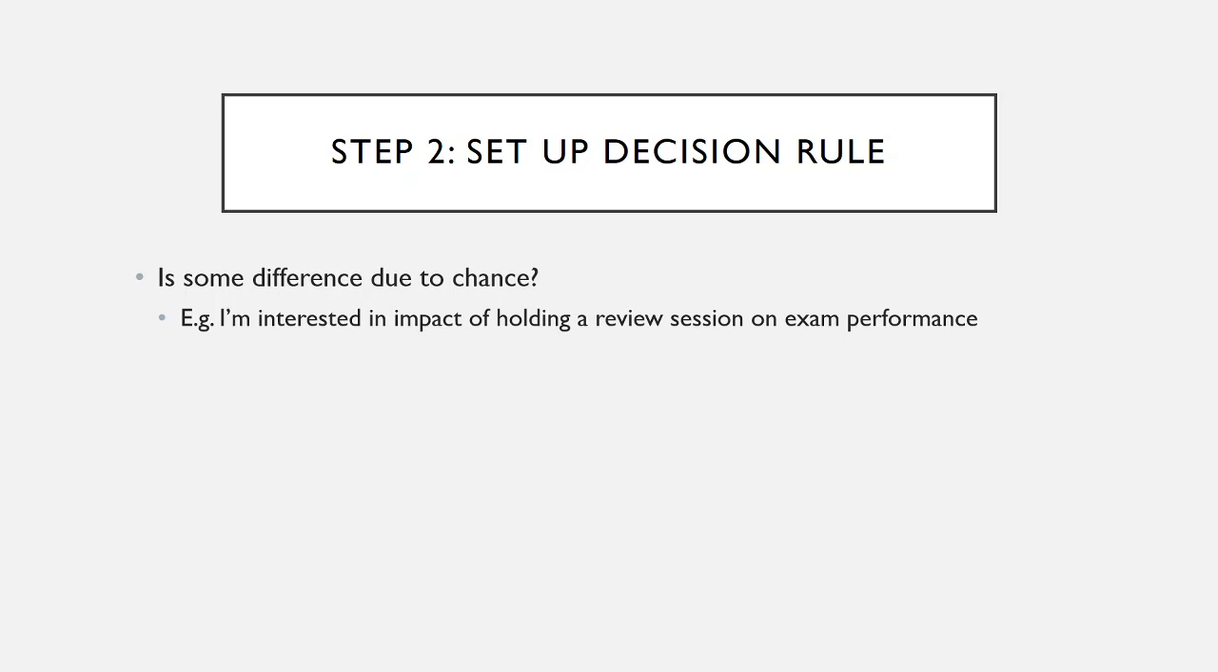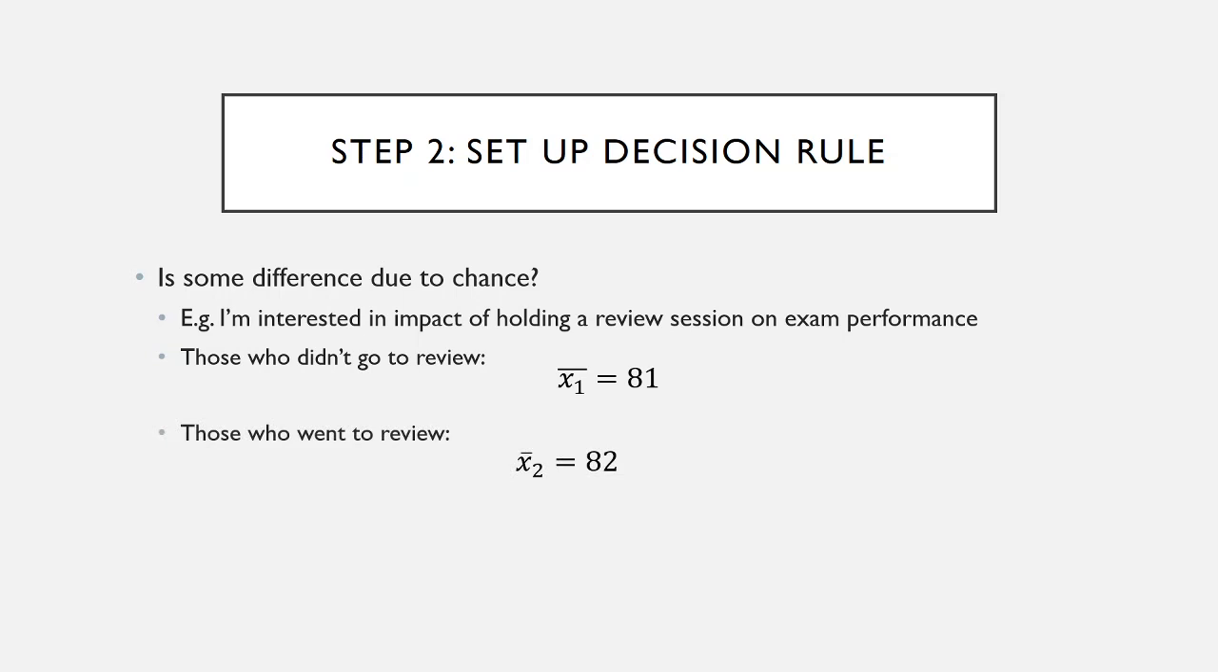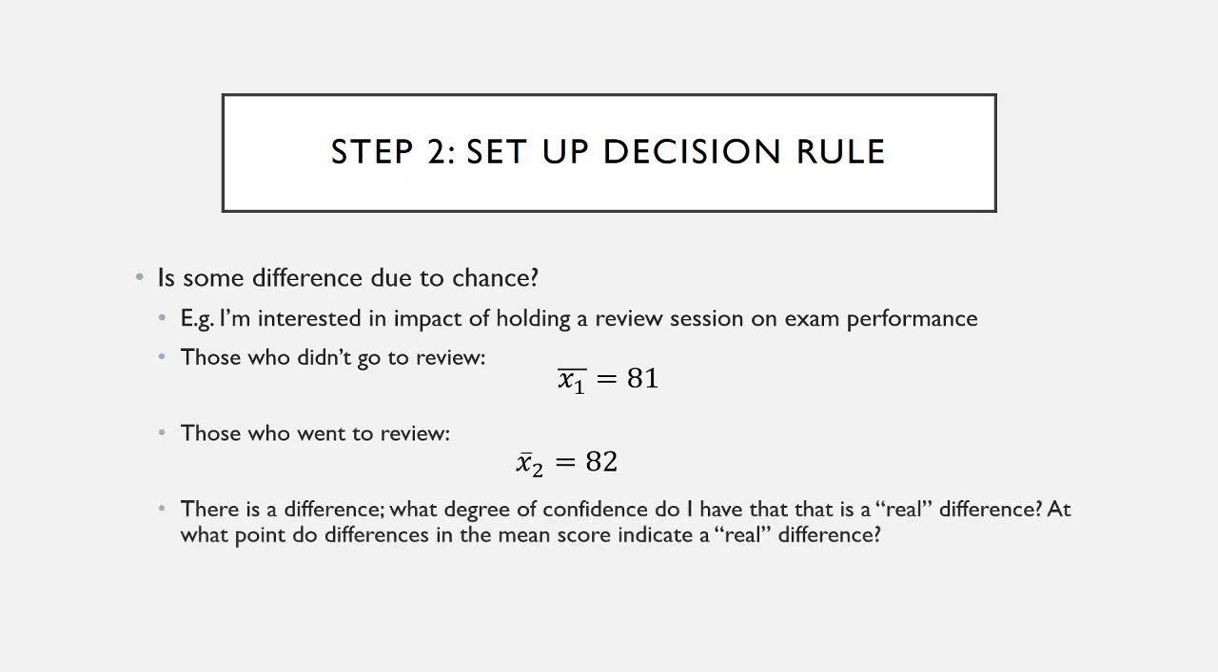To illustrate what this means, let's say I'm holding a review session on exam performance, and I take the mean level of exam grades of people who didn't go to my review session versus those who did. On the strength of this evidence, let's say I conclude that those who went to the review did significantly better. I say, look, people who went to the review had a higher mean grade than those who didn't.